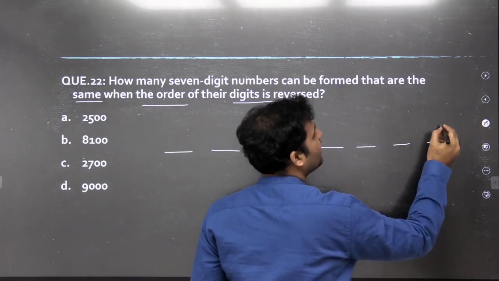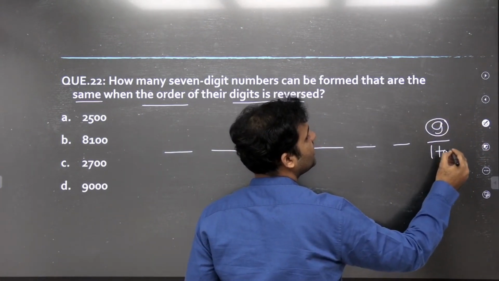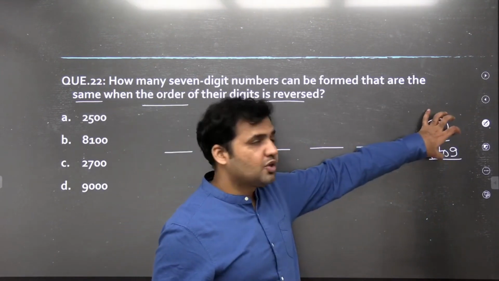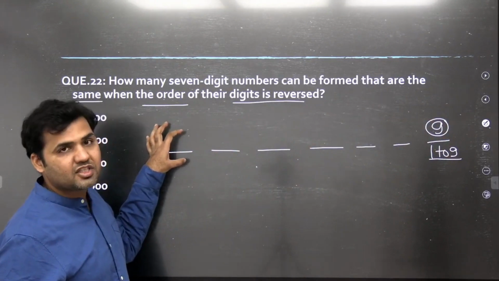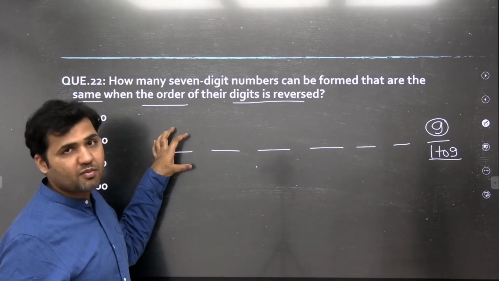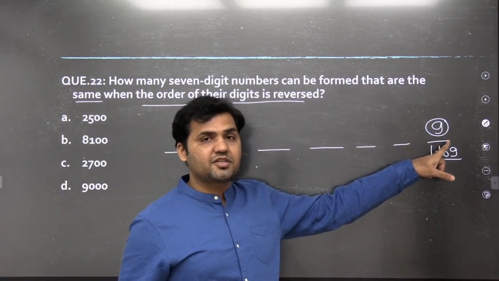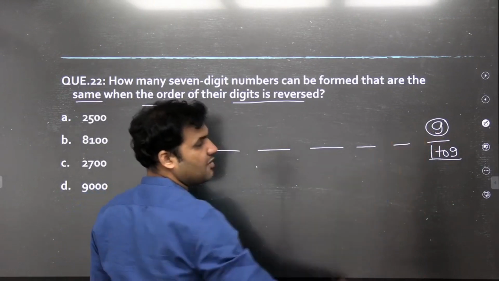The unit digit can only be filled in 9 ways. Why 9 ways? You can use any digit from 1 to 9. Why not 0? Because if you place 0 over here, the same digit has to come on the first place also, but then the number will not be a 7-digit number. So 0 cannot come at the last place if you are making a 7-digit number. So this place can be filled in 9 ways.